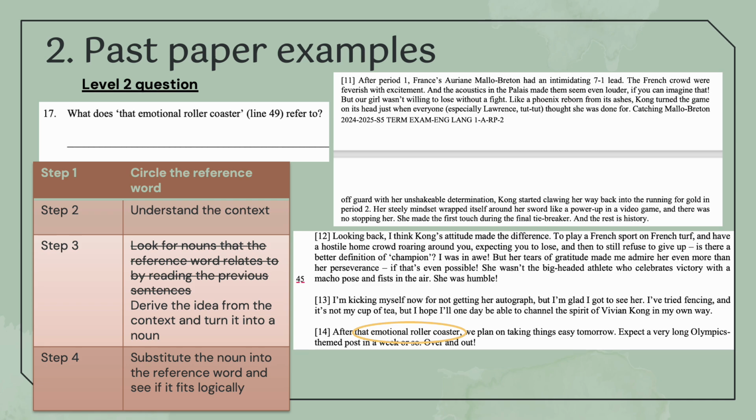Sometimes, reference questions don't point to a simple noun or a person. They point to an idea, feeling, or situation described in the text. These are level 2 questions, which require you to interpret the whole context. Let's look at one example from the past paper. What does "that emotional roller coaster" in line 49 refer to? To tackle this question, we still use the 4-step method, but with one extra skill in step 3. You need to derive the idea from the surrounding sentences and turn it into a noun phrase.